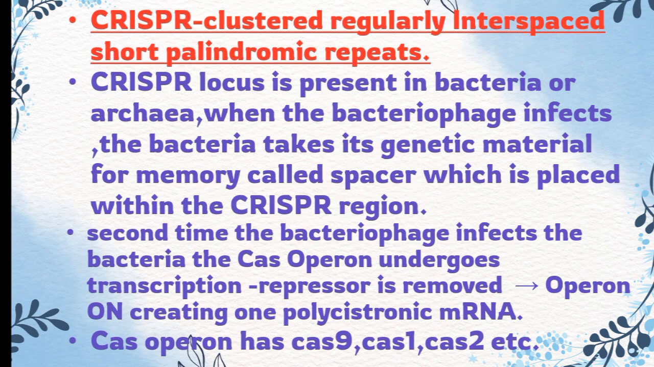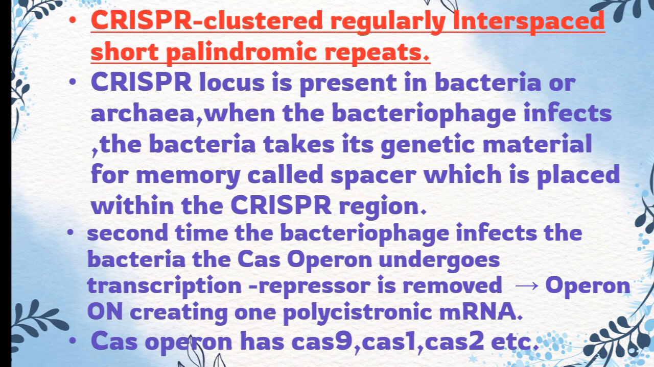What do you mean by Cas operon? Cas operon is the CRISPR-associated operon which undergoes transcription. The Cas operon has regulatory genes and structural genes. Where the repressor is removed, the operon is turned on, creating one large polycistronic mRNA. What do you mean by polycistronic? Polycistronic means more than one or two genes which create more than two proteins. So this polycistronic, one large single mRNA, is not mature.